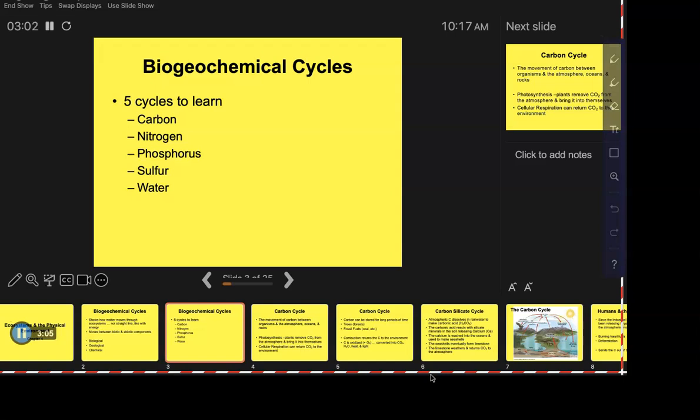So, you've got 5 cycles that you're going to be held responsible for: carbon cycle, nitrogen cycle, phosphorus cycle, sulfur cycle. I guess I do talk about the sulfur cycle. I said a little while ago I wasn't sure. And the water cycle. As I said, we single out the water cycle and give it its own PowerPoint.